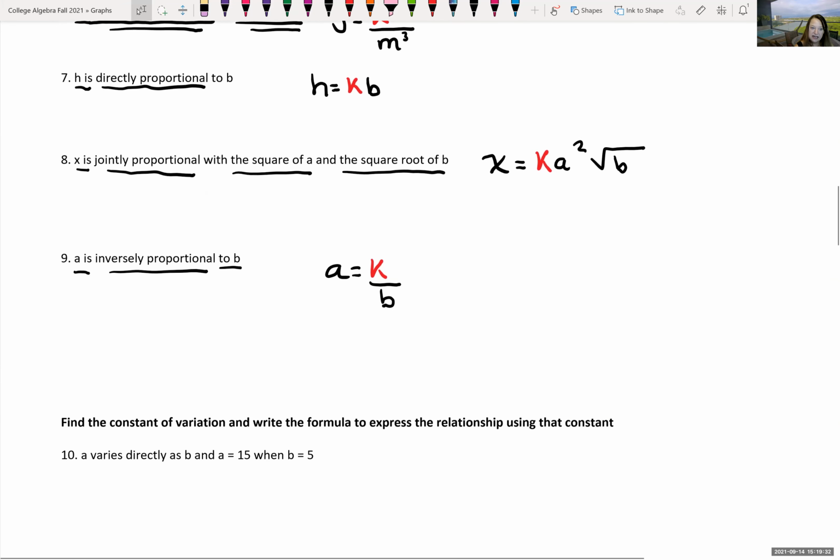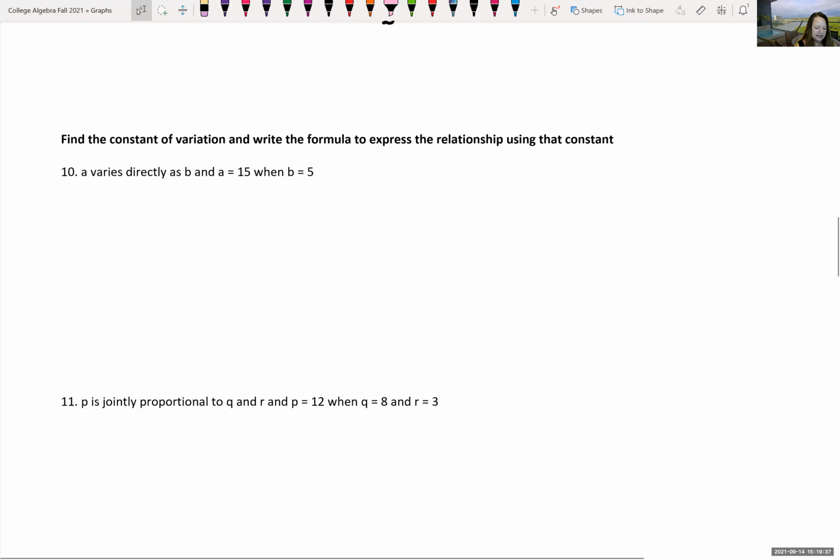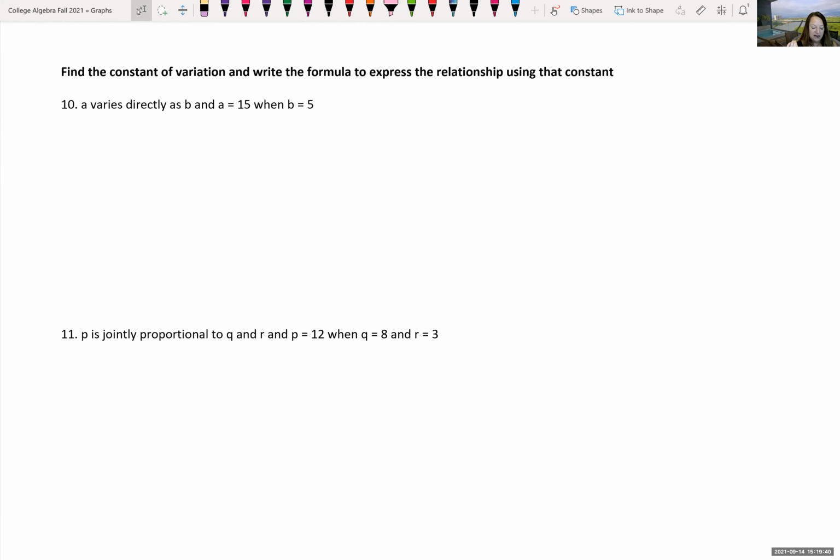For the next examples, I don't know if I'm going to go through all of them because I have quite a few, but we're given enough information to figure out what the constant of the variation represents. The direction says find the constant of the variation and write the formula to express the relationship using that constant. First, we set up the equations like we were just doing.